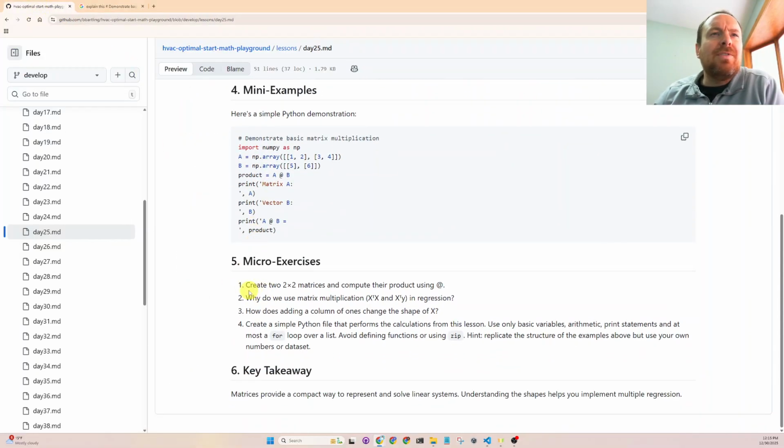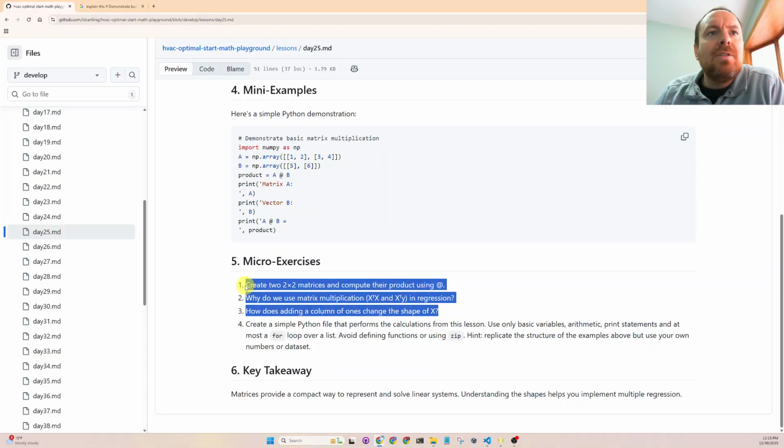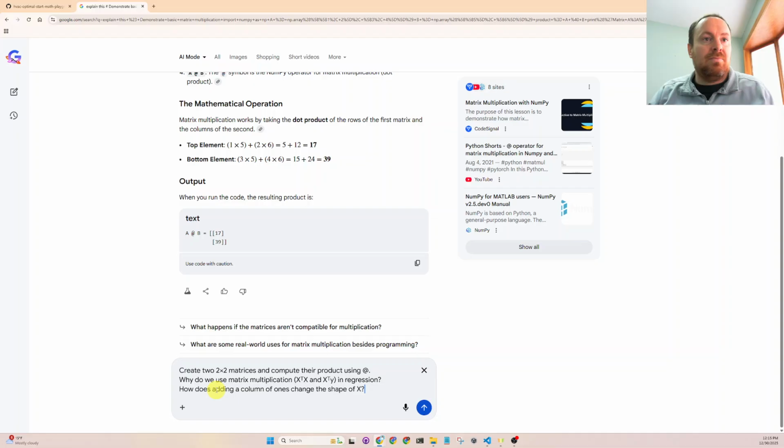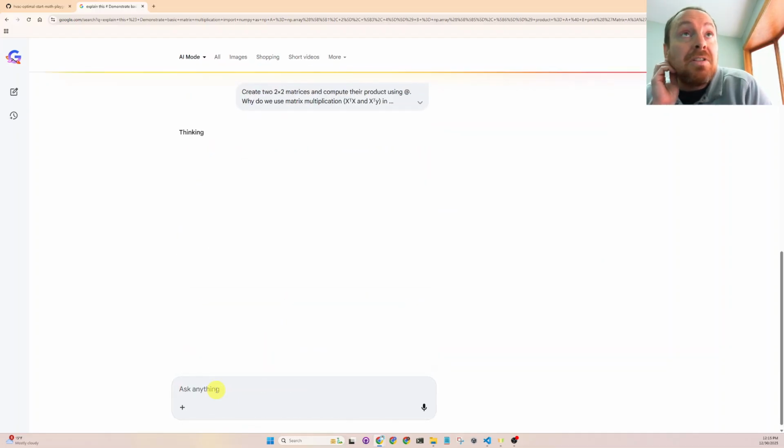I might actually update the tutorial, since this explains it a little bit better; here it was a little bit vague. Create two 2x2 matrices and compute their product. Why do you use matrix multiplication? How does adding a column to one of these change things? I actually can't remember how to do this, so let's just see what this says.